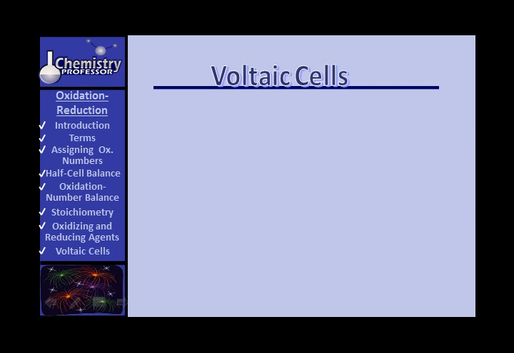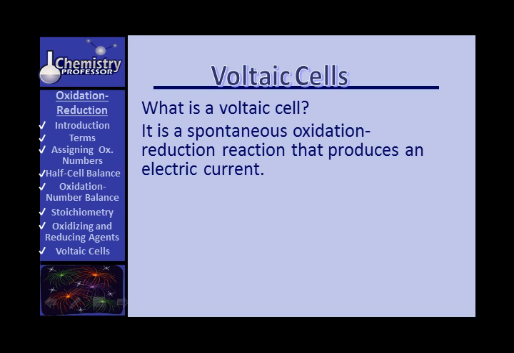Now we're ready to look at voltaic cells. Voltaic cells. Just what is a voltaic cell? Well, a voltaic cell is a spontaneous oxidation reduction reaction that, when it occurs, can produce an electrical current. Now, you remember this, don't you?